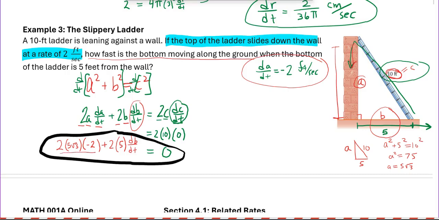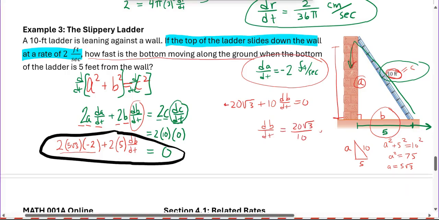So I've got this first term. That's going to be 2 times negative 2, negative 4 times 5, negative 20 square root 3, and then plus 10 dB/dt equals 0. Add 20 root 3 to both sides and divide by 10. You get 20 square root 3 divided by 10, and that's my change in B. And it's going to be the same units, feet per second.